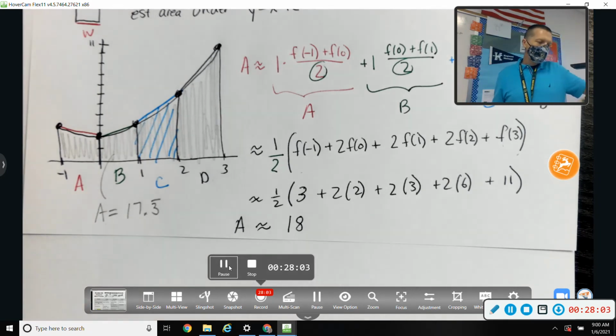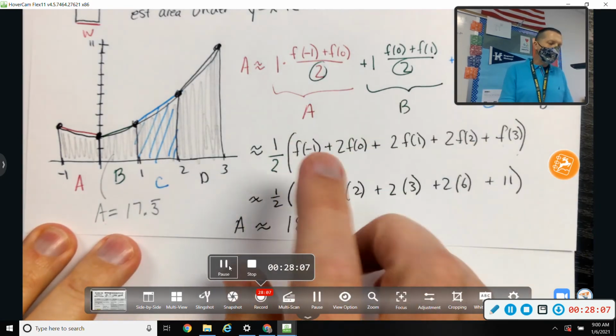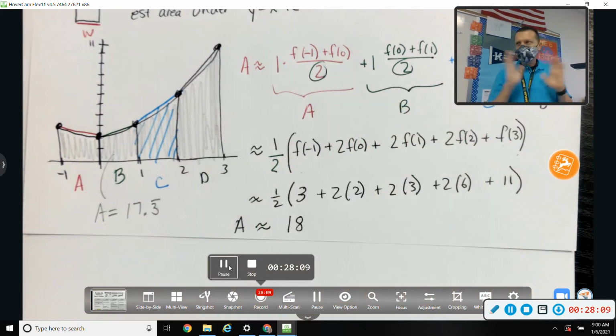So questions on trapezoids? Don't get lost in how do I know if there's 1 of them or 2 of them. Just add up the trapezoids. That's all you need to do.